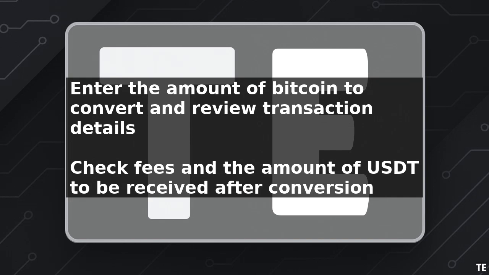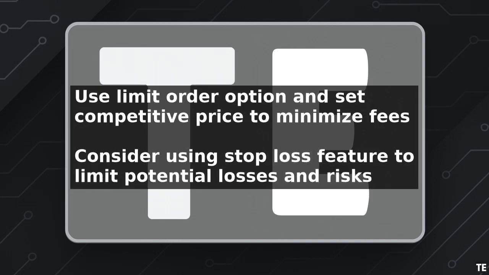It is essential to note that the price of Bitcoin can fluctuate rapidly, so the exchange rate may change during the transaction process. Additionally, OKX charges a small fee for each transaction, which will be deducted from the amount of USDT you receive. To minimize fees and get the best exchange rate, it is recommended to use the Limit Order option and set a competitive price. You can also use the Stop Loss feature to limit your potential losses if the price of Bitcoin drops.